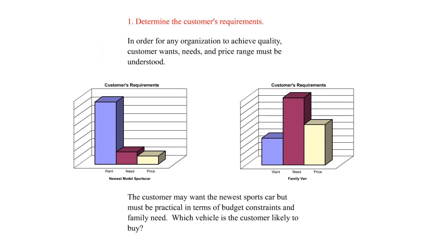1. Determine the customer's requirements. In order for any organization to achieve quality, customer wants, needs, and price range must be understood. The customer may want the newest sports car, but must be practical in terms of budget constraints and family need. Which vehicle is the customer likely to buy?